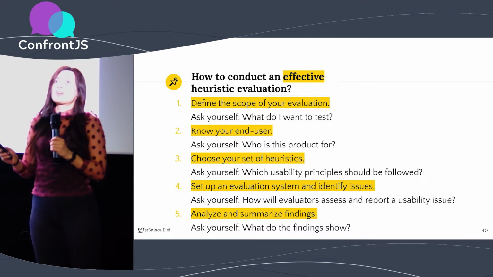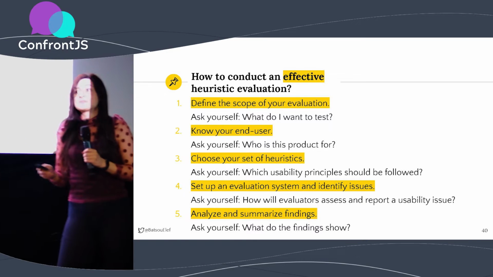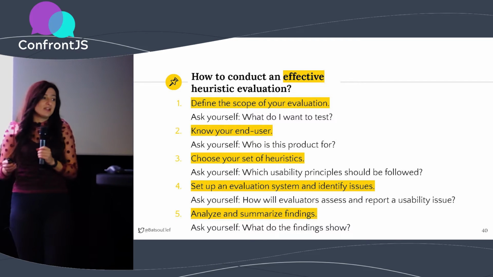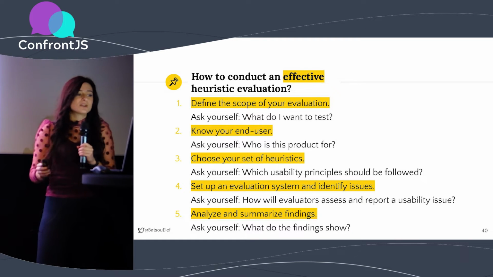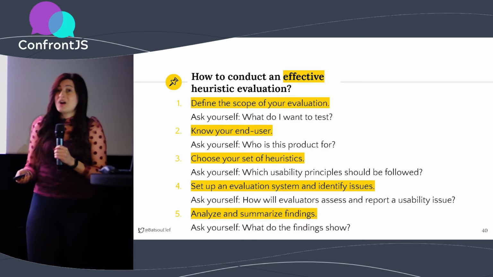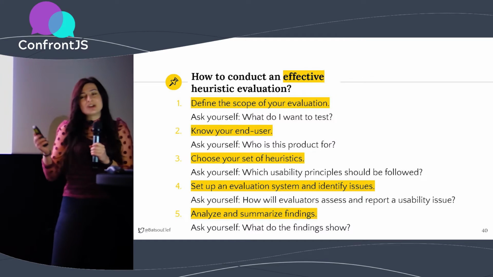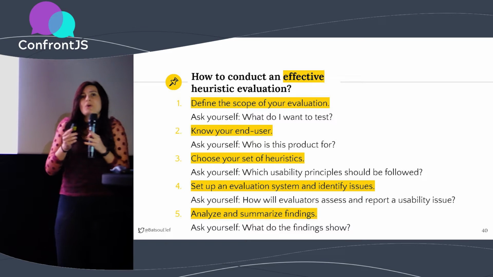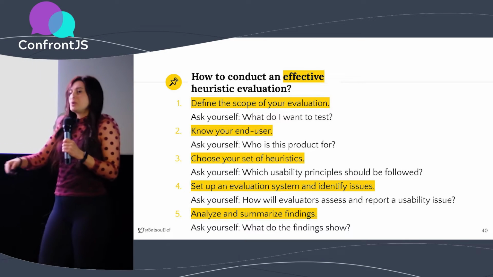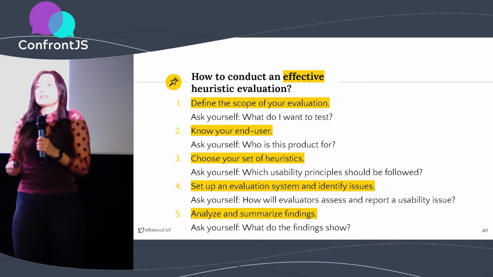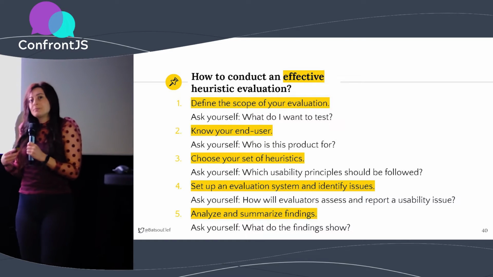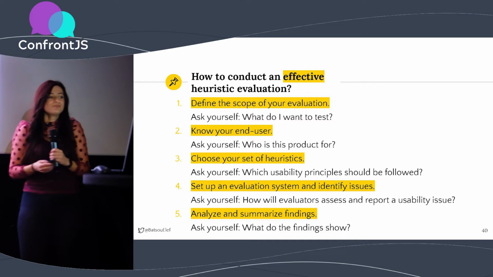There are some very specific steps, as I said earlier, and let's define the scope of the evaluation. Ask yourself, what do I want to test? First, you have to know what you want to test, and then you have to test it. Secondly, know your end users. Who is this product for? Maybe it solves a problem for you as a developer or as a designer, but does this have value for other people as well? And how will other people perceive your product?